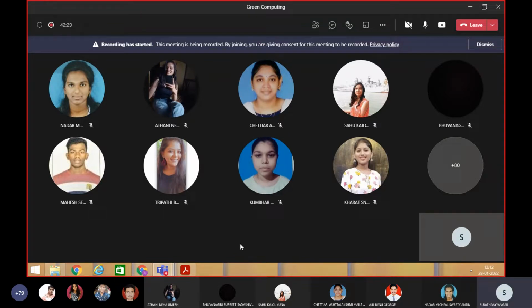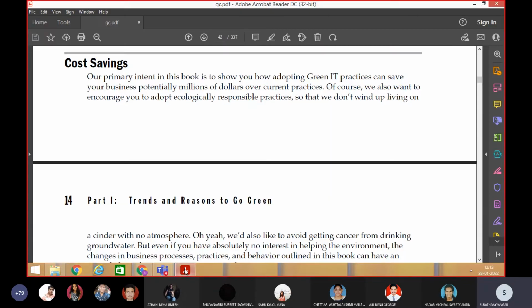All startup companies will start with fewer people, then slowly they will increase. 10 will become 25, then 50, 100, 500, 1000. Like that only, every Infosys, TCS, Reliance, all the companies started small and now they have expanded. So in an organization, they must think about the future also.